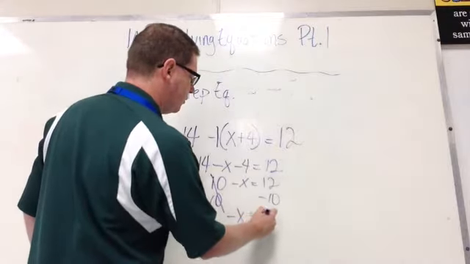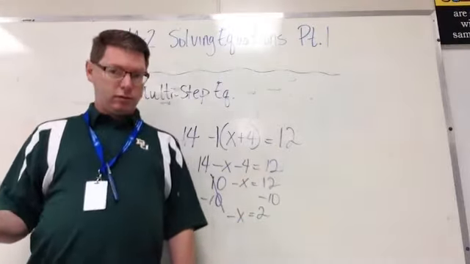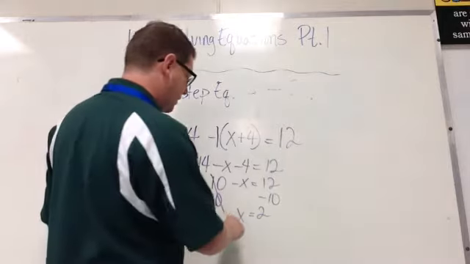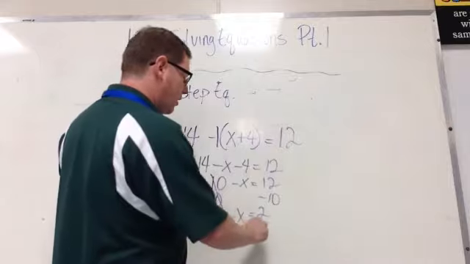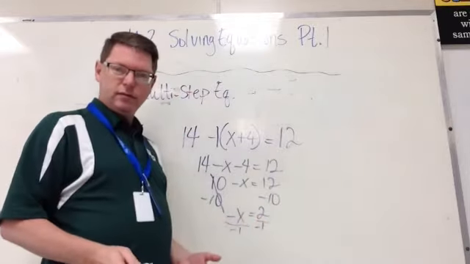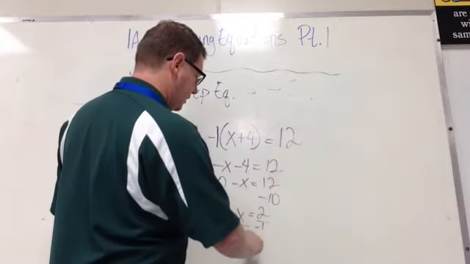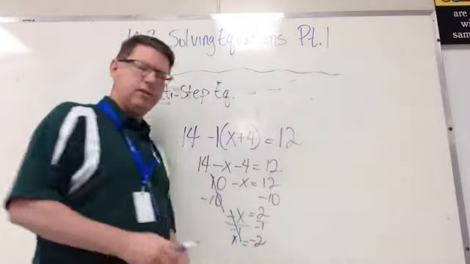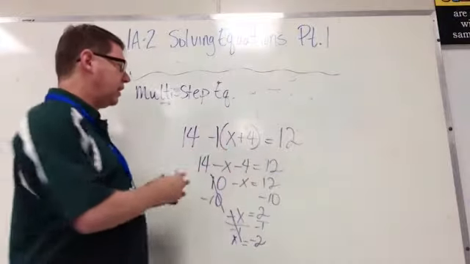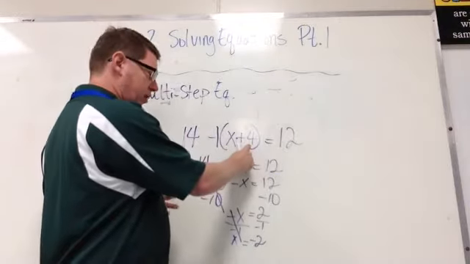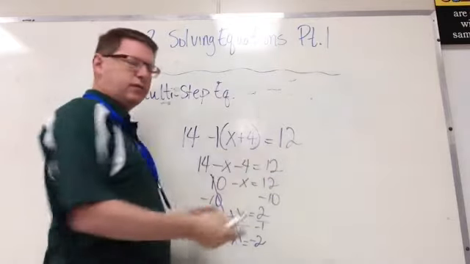Equals 2. If negative x equals 2, then I divide both sides by negative 1 because x, or the variable, always has to be positive. So then that means the negatives cancel out and x equals negative 2. Now if you want to plug that in and figure out if that's true, negative 2 plus 4 is positive 2, and 14 minus 2 equals 12, so it does work out.